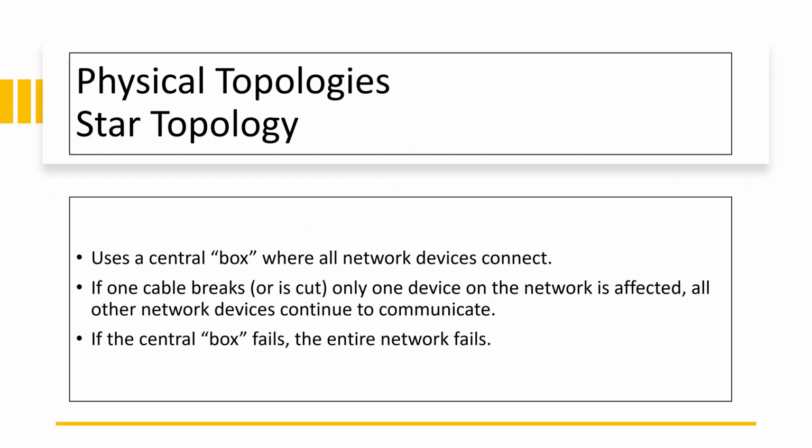Still talking about our physical topologies, next is our star. In a star, we have a central box. You can call it a concentrator. It was a central box where all the devices connected individually to the box. The advantage of the star topology was that if one cable broke, the only device affected was the device attached to that one cable. If the central box failed, the entire network failed.